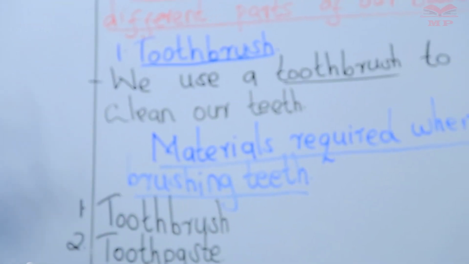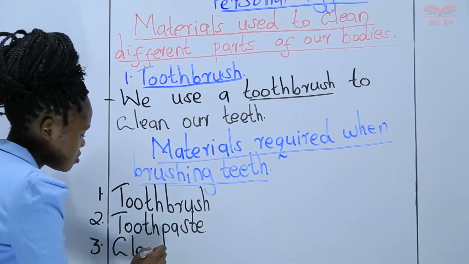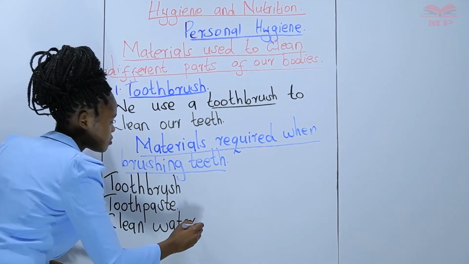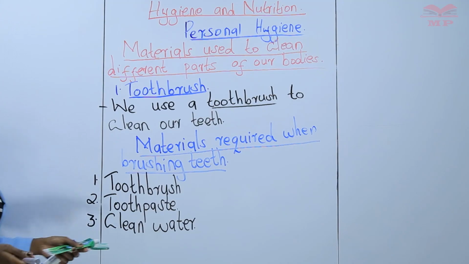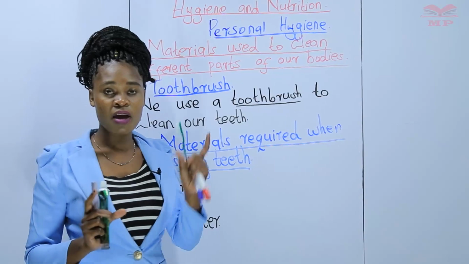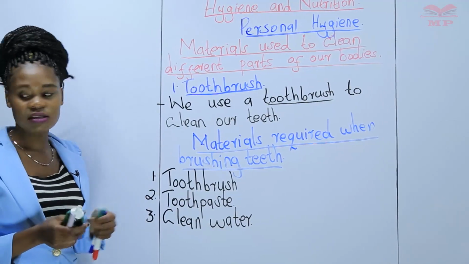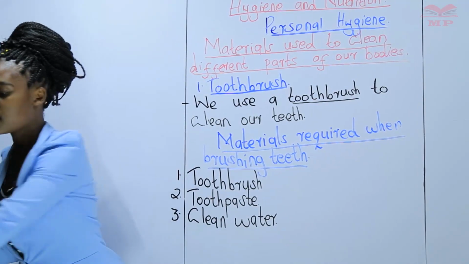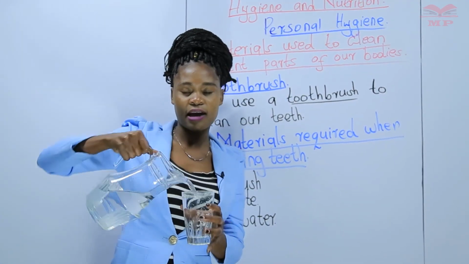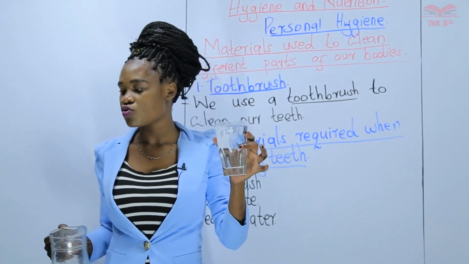Then we also require clean water. Why are we using clean water? When brushing teeth, we use clean water. Remember, using dirty water to brush your teeth can make you fall sick. So, you can have your clean water in a glass or in a container. So, you use the clean water to brush your teeth.